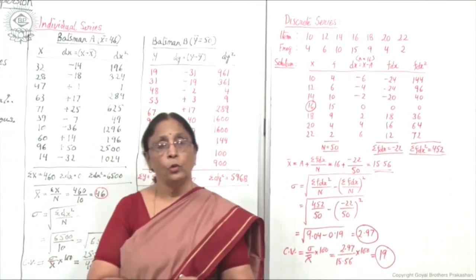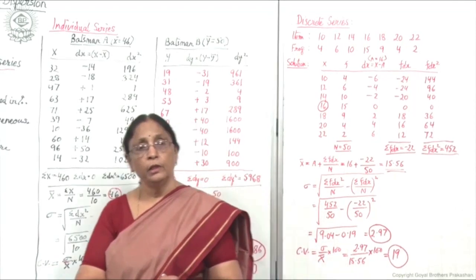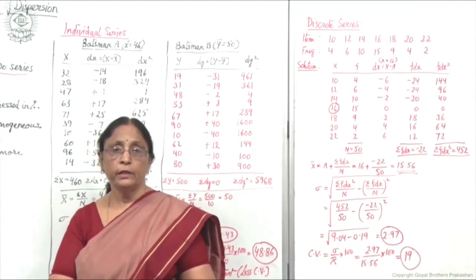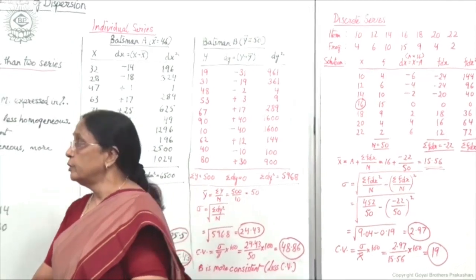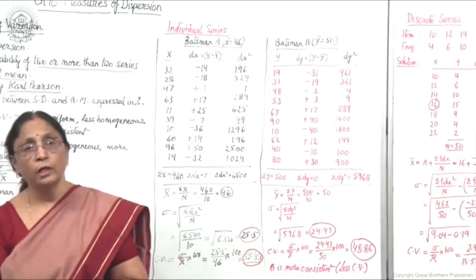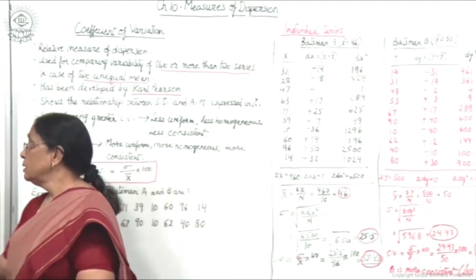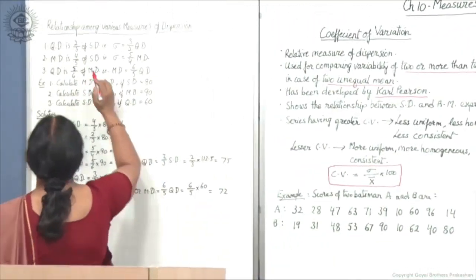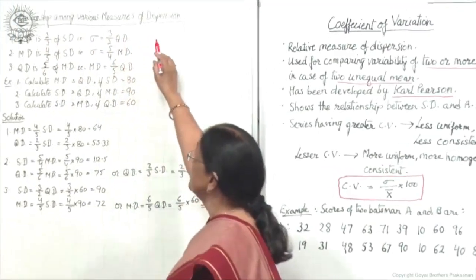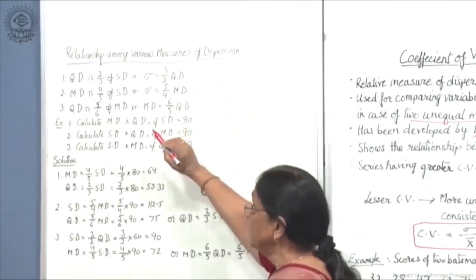Let us see now what is the relationship between QD, SD and MD. These three deviations, or these three measures of dispersion, are correlated. So these are related to each other. Let us see the relationship among various measures of dispersion.